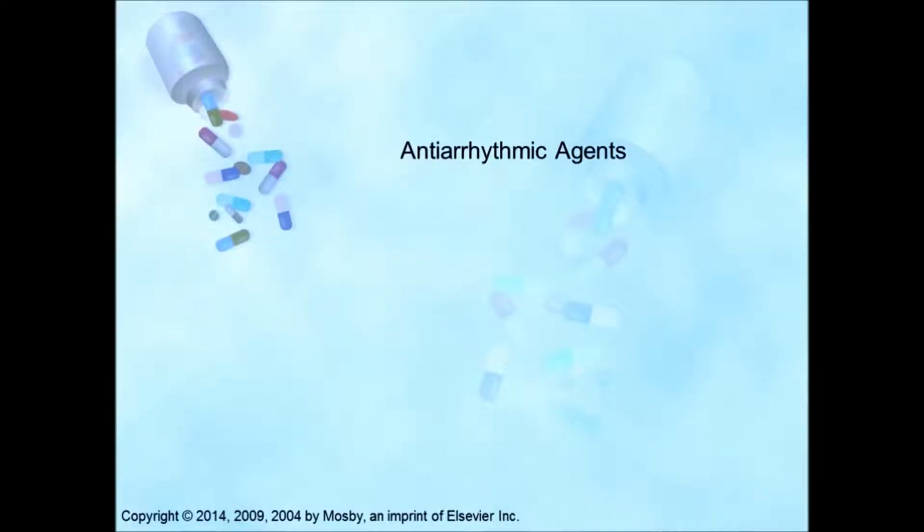So now we're going to move on to antiarrhythmic agents. Antiarrhythmics are used for the treatment of fast, slow, or irregular heartbeats. Most drugs used as antiarrhythmics in primary care are used for other indications as well. For example, amiodarone and dronedarone are the only drugs that are used exclusively for arrhythmias.